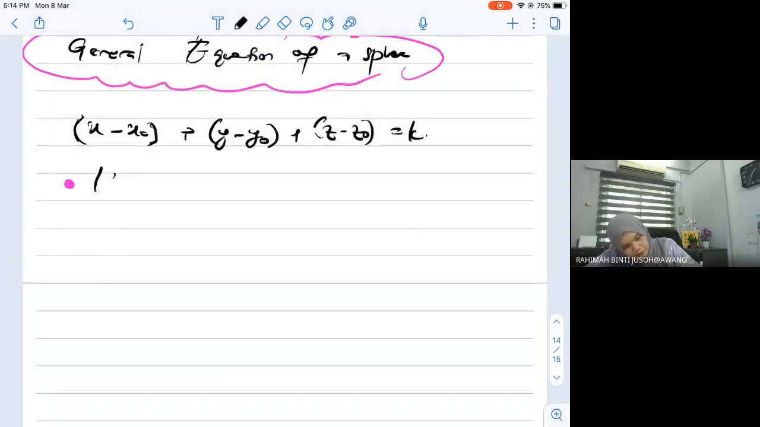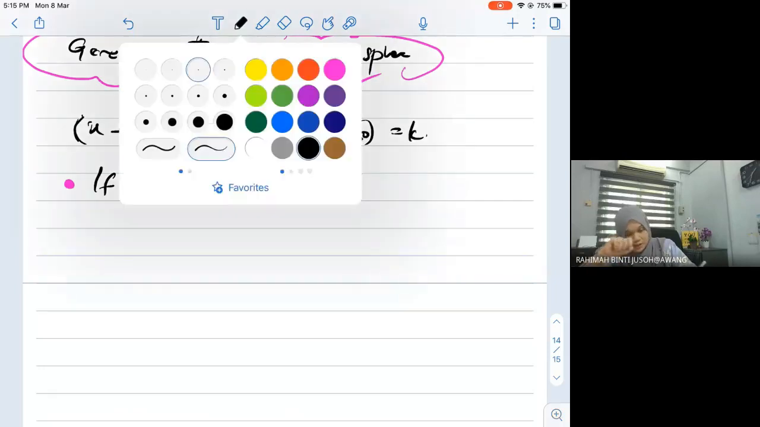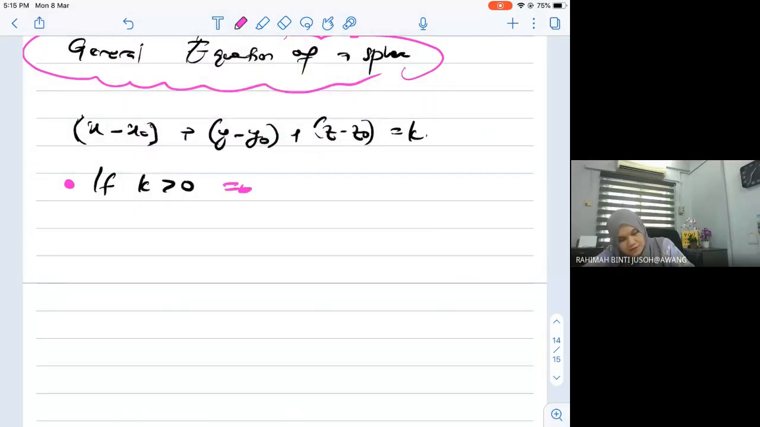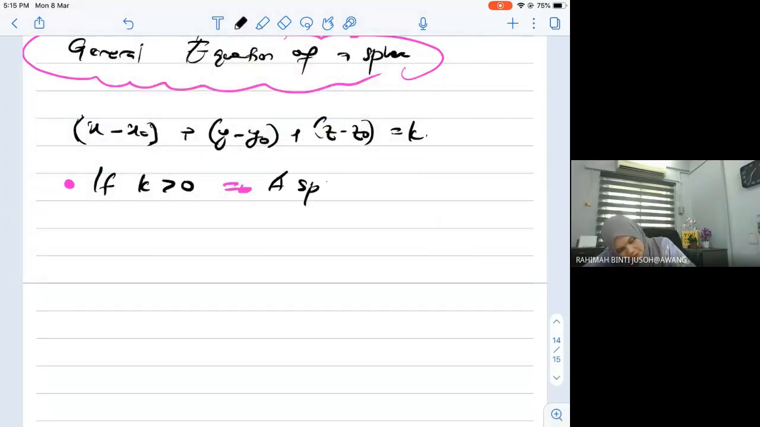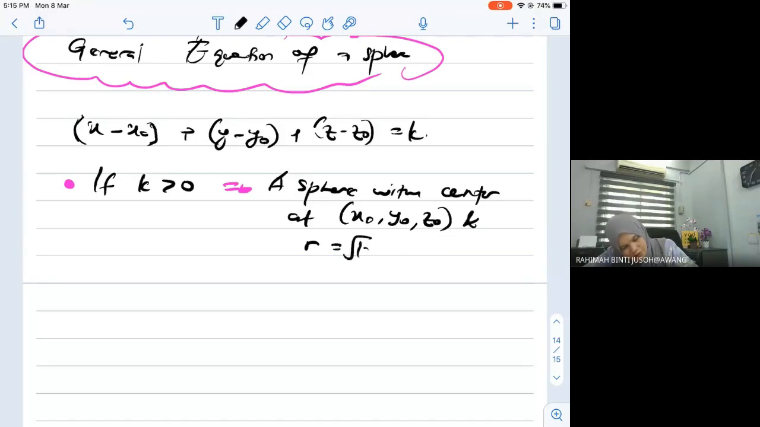If k is greater than 0, this means that the equation is representing a sphere with center at (x naught, y naught, z naught) with radius equals to square root k. Nah, itu kalau nilai k ni, k yang dekat sebelah kiri ni positif.